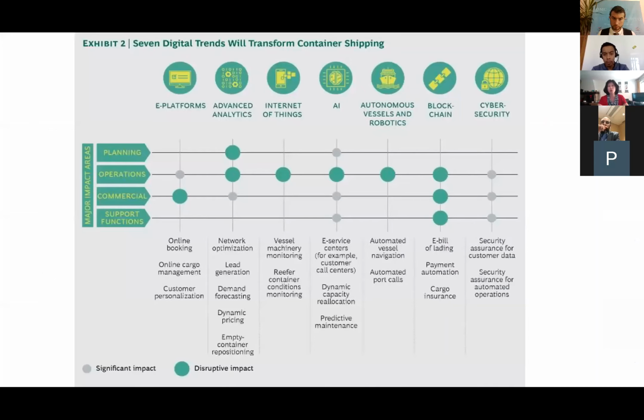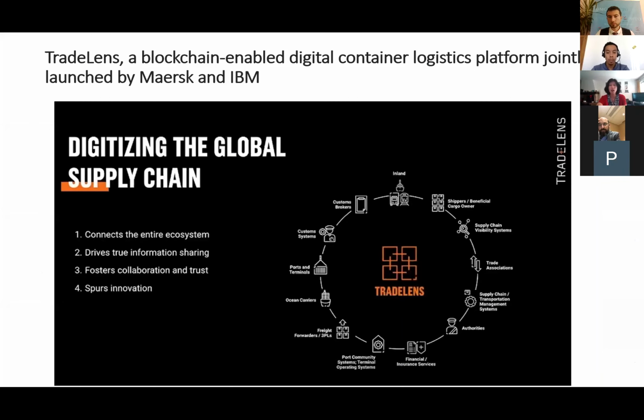And then this is to show you that we have seen the 7 digital trends in shipping, in the container shipping sector, which interrupt in 4 aspects: from planning, operation, commercialization to supporting functions. This is one specific example.